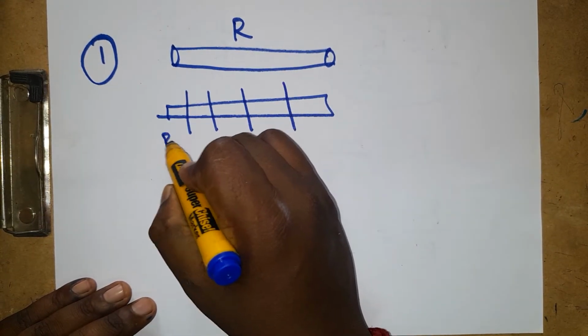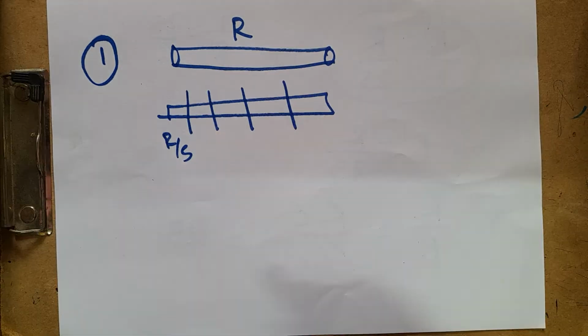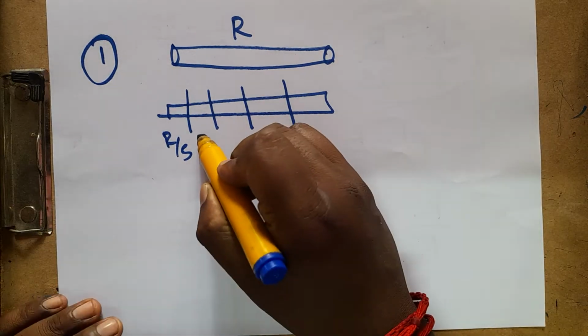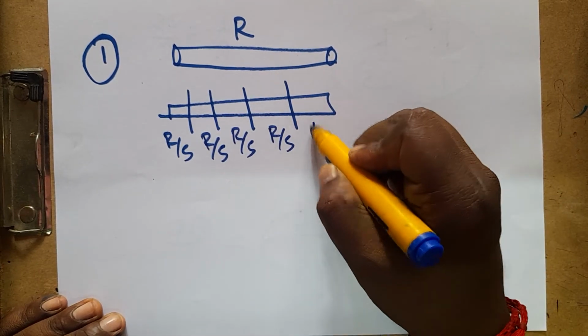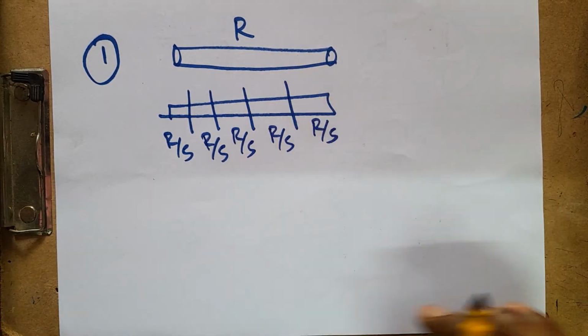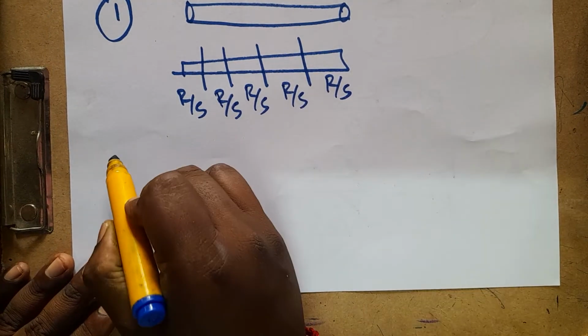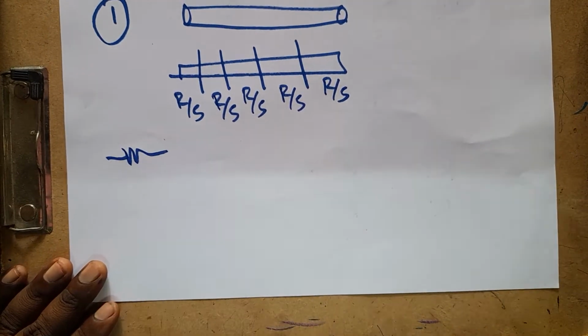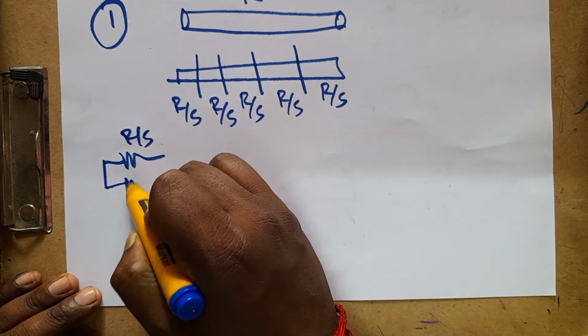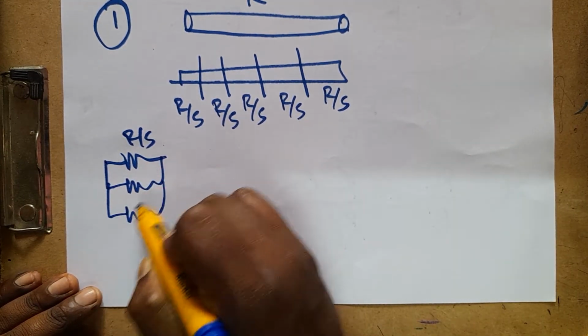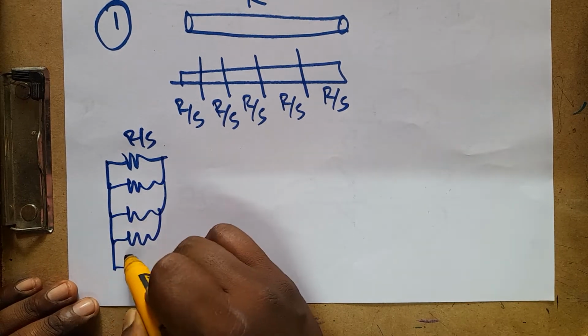Each one is R by 5, because they made it as 5 pieces. R by 5, R by 5, R by 5, R by 5. Now these 5 pieces they are connected in parallel. Each one R by 5, everything R by 5.